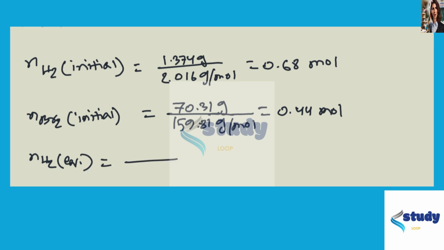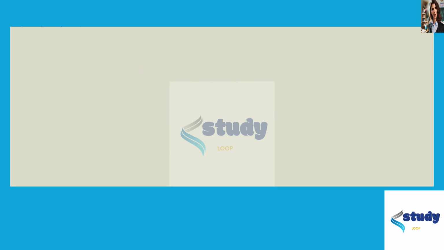So that will be the mass of hydrogen at the equilibrium, which is 0.566 gram over the molar mass of hydrogen, which is 2.016 gram per mole. And from here we'll get a value of 0.28 mole. Now we'll have to set up the ICE table to find the equilibrium number of moles for each of the reactants and products.